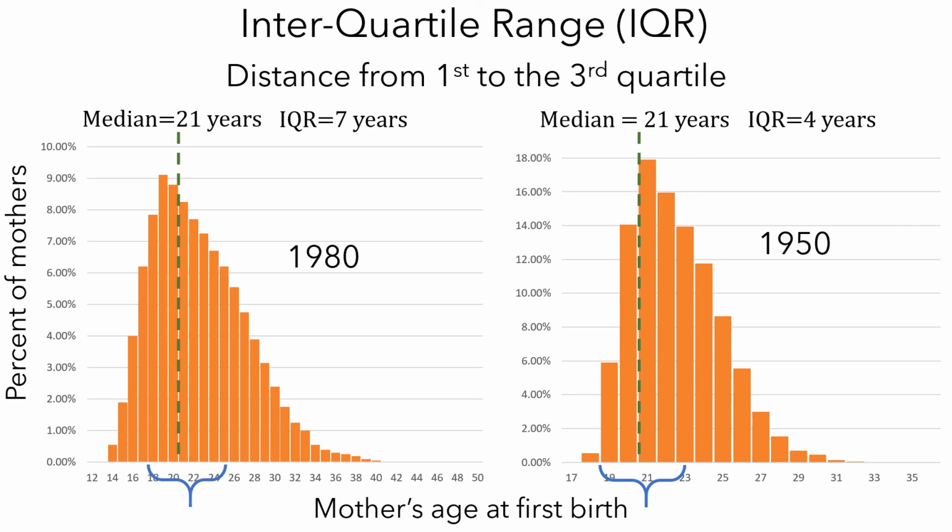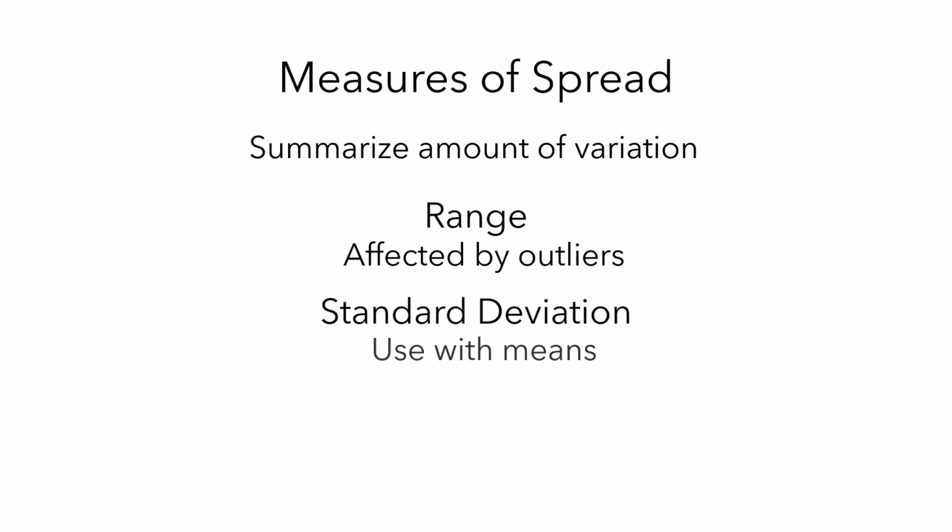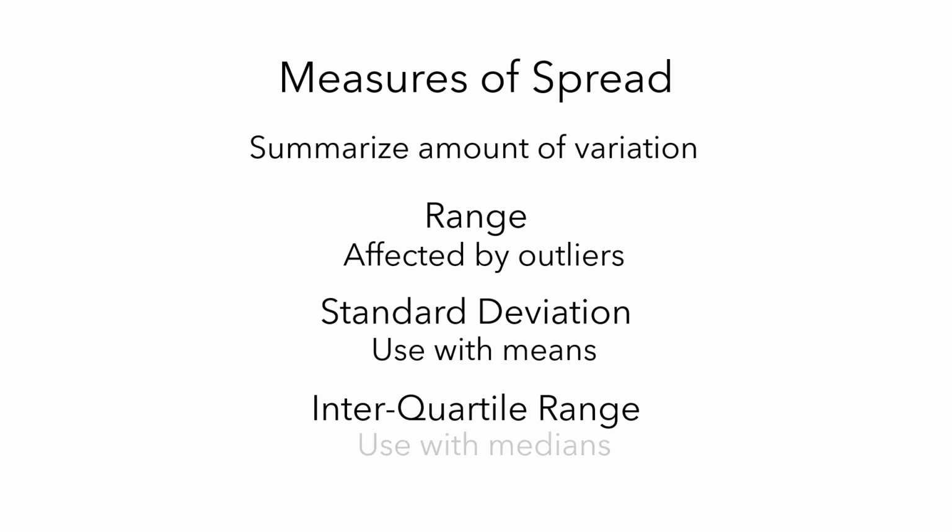Now, let's summarize what we've seen here. The measures of spread summarize the amount of variation there is in a sample. The range measures the total width of the distribution, but it is affected by outliers. The standard deviation is used with means, and the interquartile range is used with medians. And both of these give you an idea of how far values tend to be from the center of the distribution. Overall, when you describe a distribution, it's important to talk about shape, center, and spread.